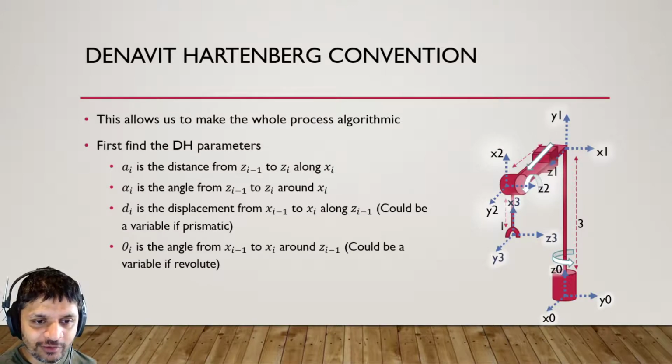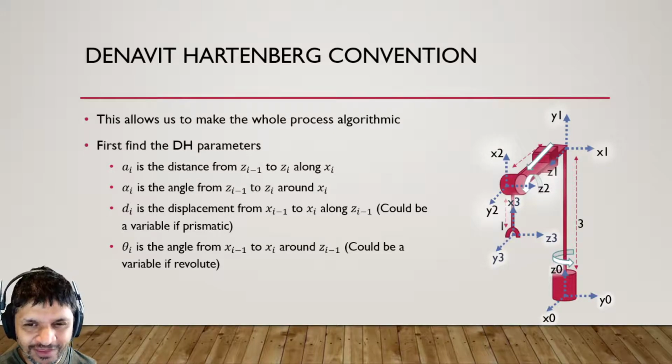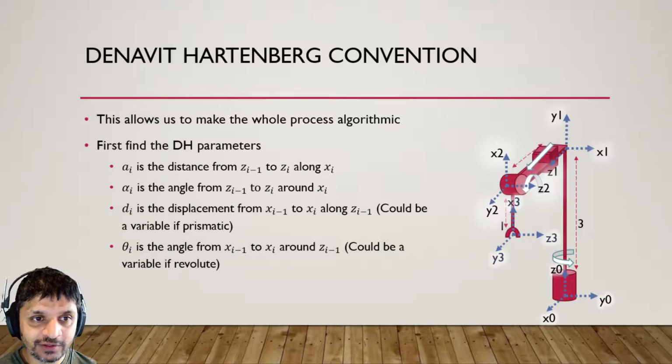Now, the cool thing about obeying this convention is it allows us to make the process algorithmic. We don't have to think about the order of multiplications anymore. We don't have to think about how our rotation matrix is going to look. What we do is we find some parameters that we use to construct our transformation matrix. So our Denavit-Hartenberg parameters are ai, which is the distance from zi minus 1 to zi along xi.